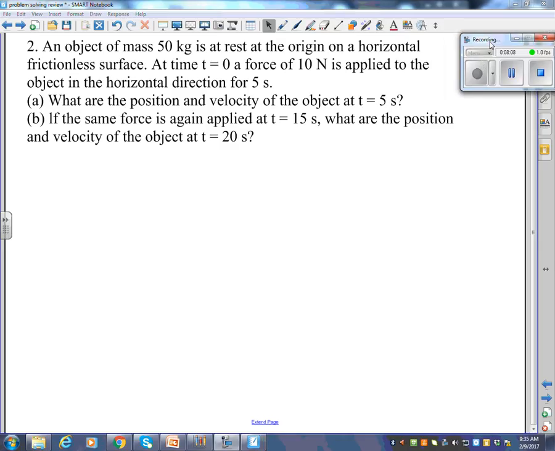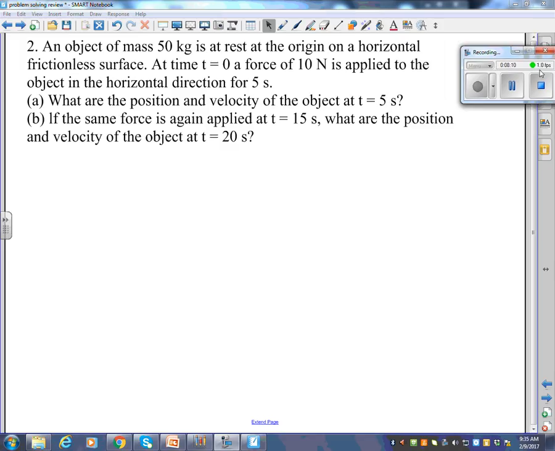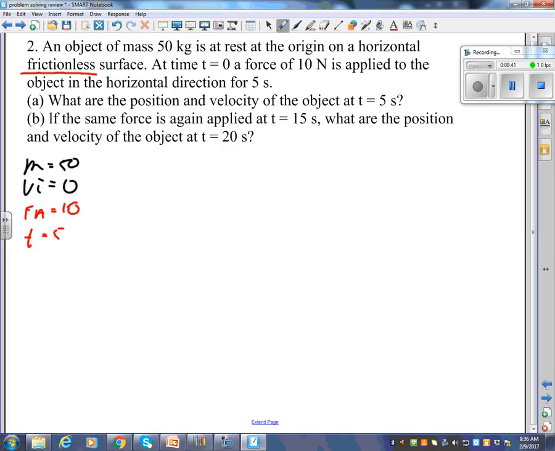Have a look. Object of mass 50 kilograms, so there's your mass. M is 50. Is at rest, so that's code for the initial velocity is 0. At the origin on a horizontal frictionless surface, is that important? Yeah, it means there's no friction force. At time t equal to 0, a force of 10 newtons is applied. Fa is 10 to the object in a horizontal direction for 5 seconds. So we have a time of 5 seconds. What are the position and the velocity of the object at t equal to 5 seconds? And if the same force is again applied at 15 seconds, what are the position and velocity of the object at t equal to 20?